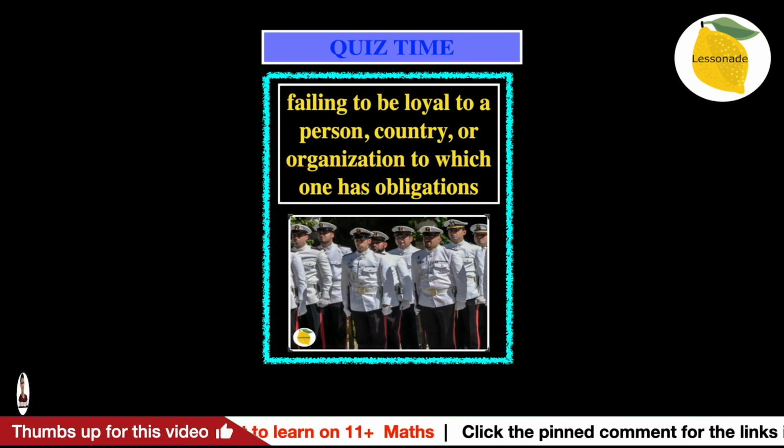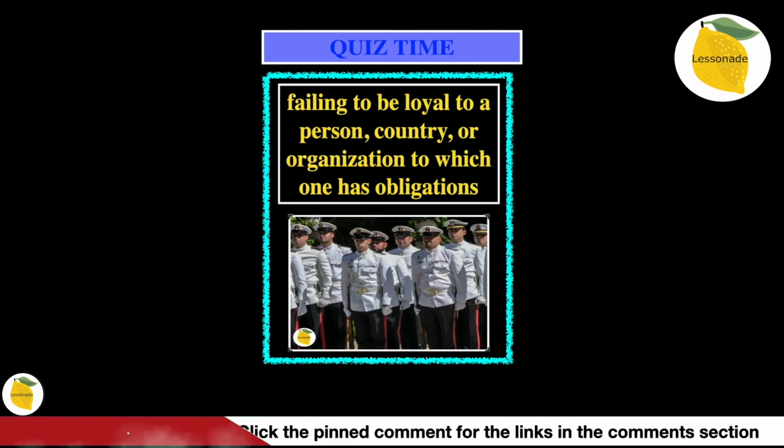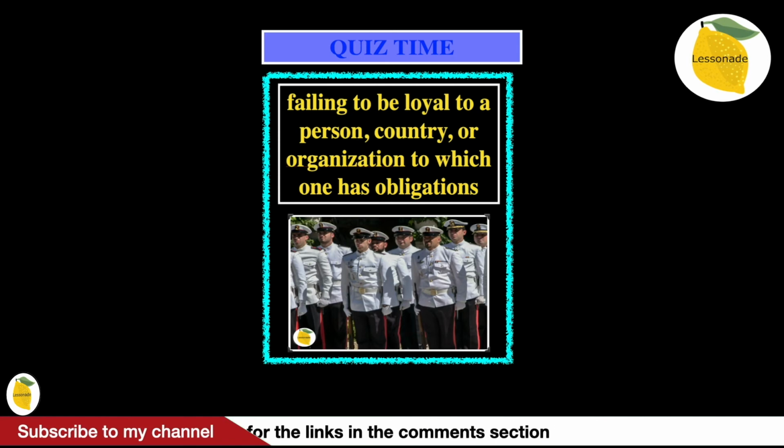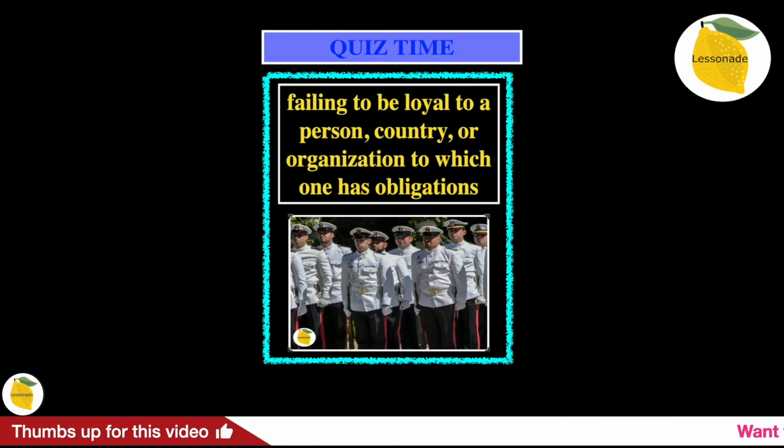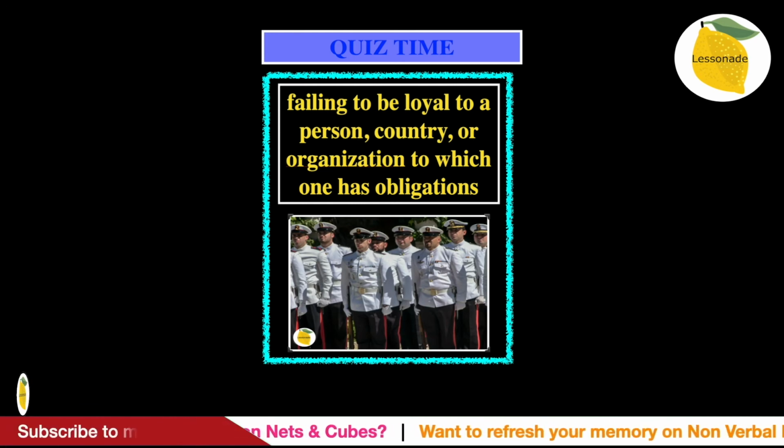And our final question, question number 4, is failing to be loyal to a person, country, or organization to which one has obligations. In this picture, we can see someone who's been accused of failing to be loyal to a person, country, or organization to which one has obligations. Now, that's all 4 questions done. So let's have a look at the results to see how well we have done.